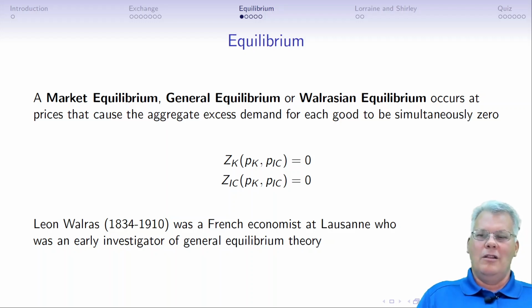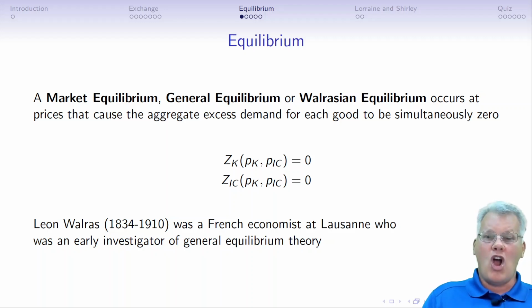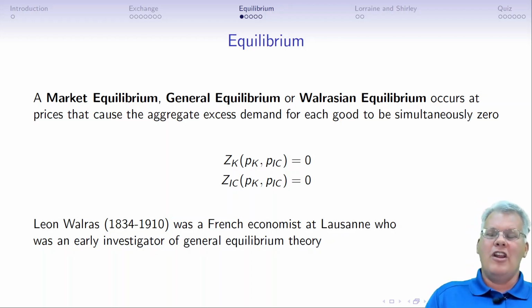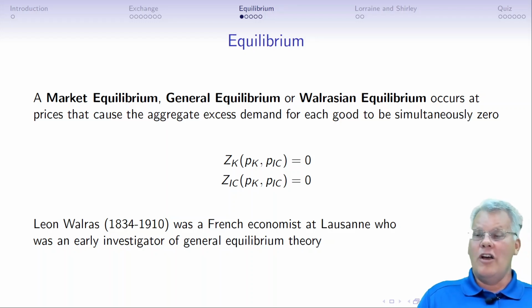So we'll use the highbrow one, the one on the far right. Right? The Walrasian equilibrium occurs at prices that cause the aggregate excess demand for each good to be simultaneously zero. So we have the mathematical condition that I have in the center, and Varian points out that Leon Walras was a French economist who worked at the University of Lausanne, which is a Swiss university.